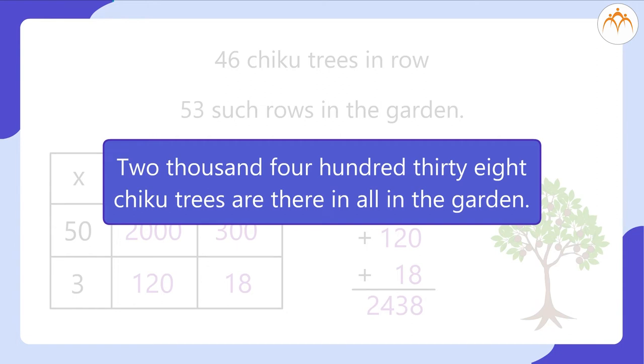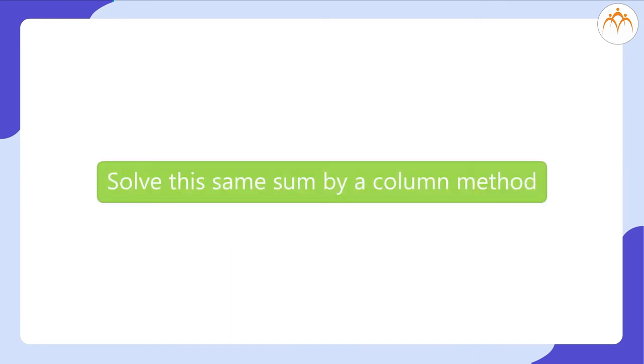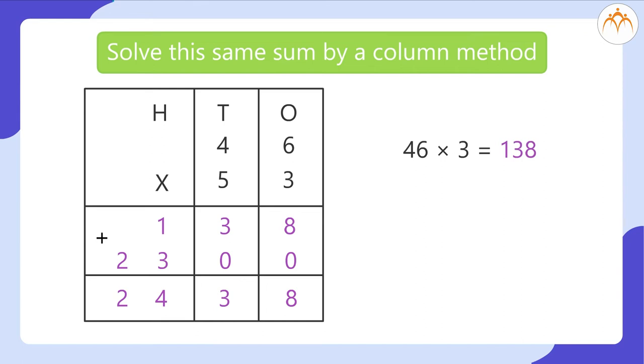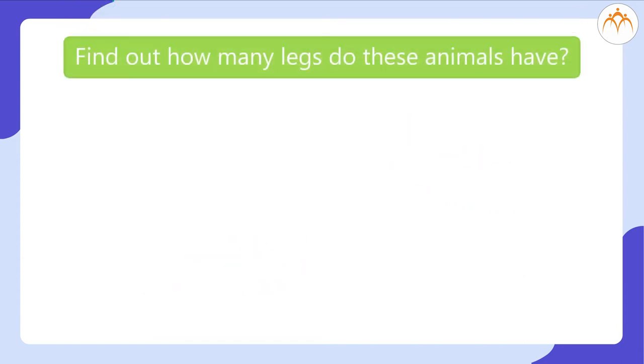Now let's see if you can solve this same sum by the column method. Let's write it down. 46 multiplied by 53. 46 multiplied by 3 is equal to 138. 46 multiplied by 50 is equal to 2300. Now 138 plus 2300 is equal to 2438. What did I do? I multiplied 46 by 3 first and then by 50. The answer is the same.